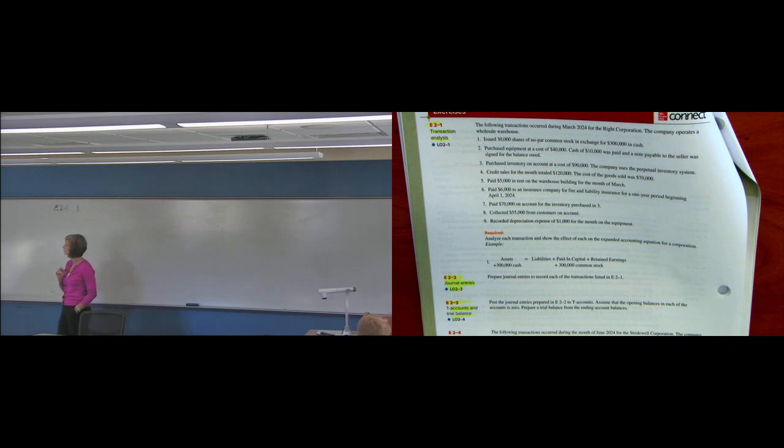Common stock and cash. Now remember, we are doing the journal entries for the Wright Corporation. The Wright Corporation has sold stock to investors in exchange for cash. So what is the Wright Corporation receiving? Cash. We want to increase the value or the balance of cash. How do we do that? With the debit. So we're going to debit cash for $300,000.